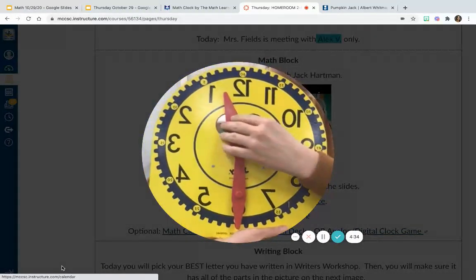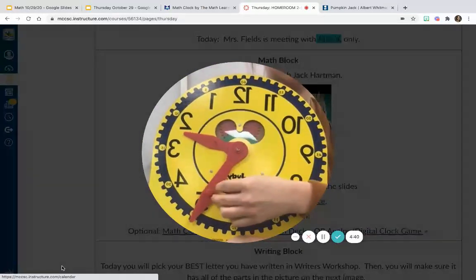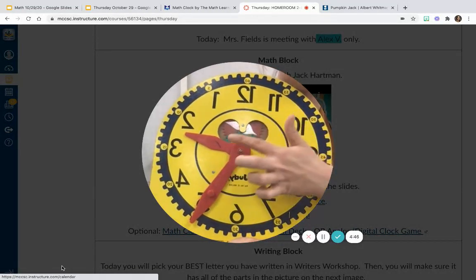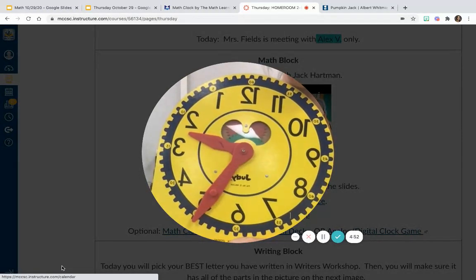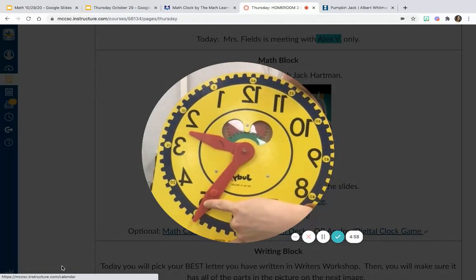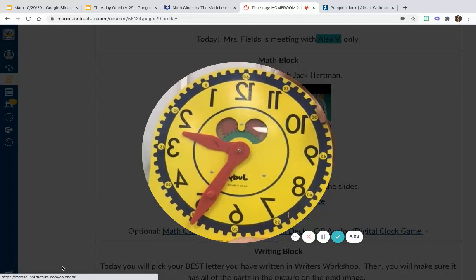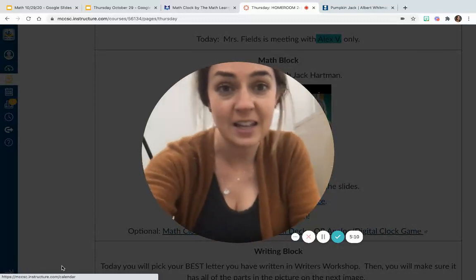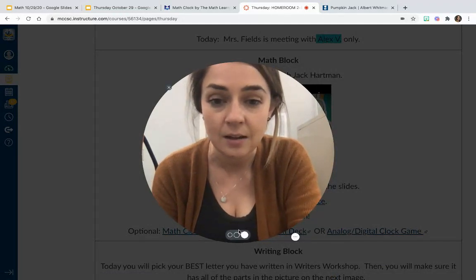All right, let's do another one. All right. So first I need to look at my small hour hand. I see that my small hour hand is between the 2 and the 3. So that means it's still 2 o'clock. So 2, and then I'm going to count by fives to where my long minute hand is pointing. So 5, 10, 15, 20, 25. So the time on this clock is 2:25. All right, so now that we have practiced a little bit together, I'm going to shrink my screen again.